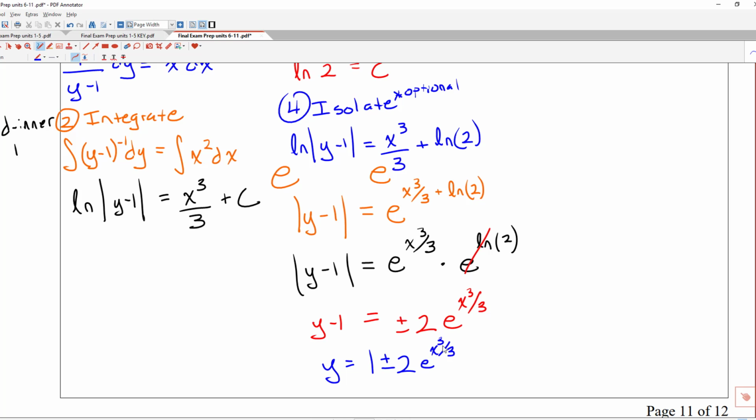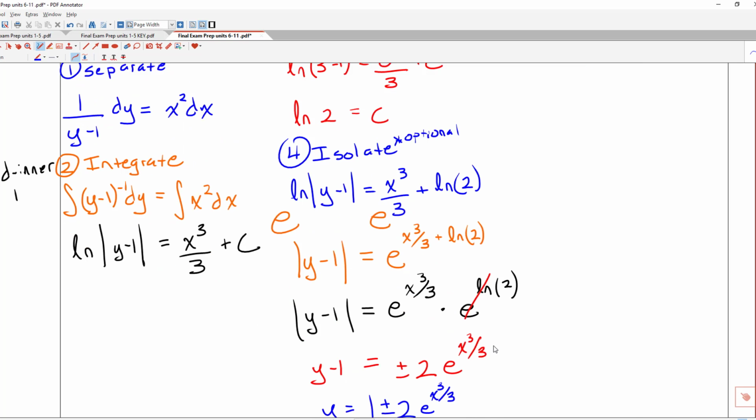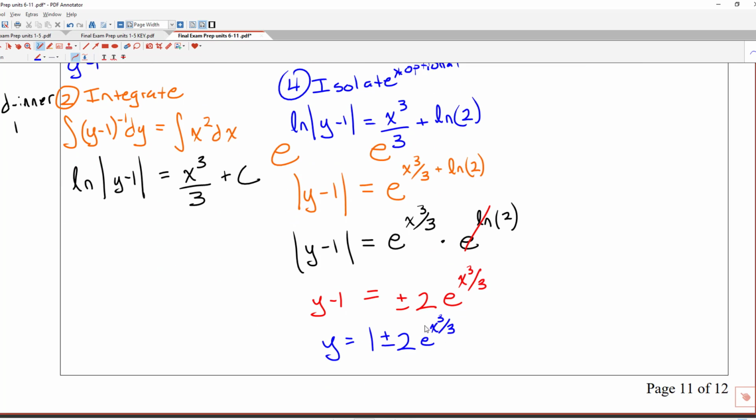So if x is equal to 0, y should be 3. Let's check it out. If x is 0, that means this is 0 cubed, which is 0. 0 divided by 3 is 0. This is e to the power of 0. Anything to the power of 0 is 1. So this whole thing is 1 when I plug in x equal to 0. And then 1 times 2, this whole thing now is 2. So it should be plus or minus. In order for y to be 3, it has to be a plus. It can't be a minus, otherwise you get negative 1 for your y value.